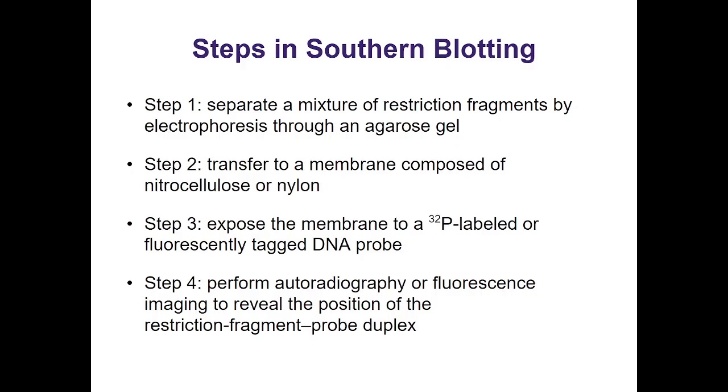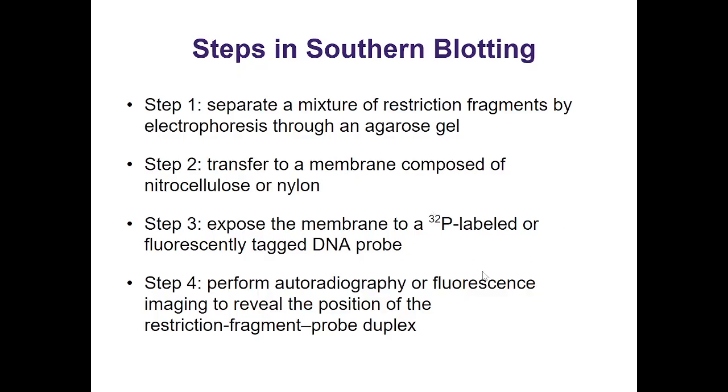So the steps in southern blotting are: step 1, separate a mixture of restriction fragments by electrophoresis, typically through an agarose gel, though theoretically you could use a number of different gels. Step 2 is the transfer to a membrane composed of nitrocellulose or nylon. In case you're wondering, yes, we do actually have nylon membranes in these labs, but we haven't used them in a long time, which is sad.